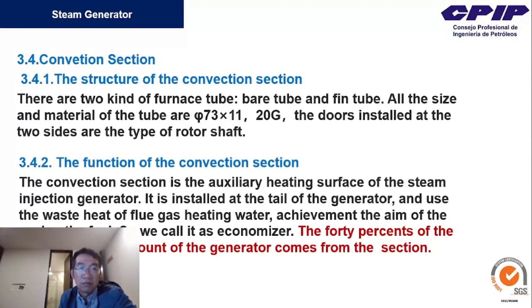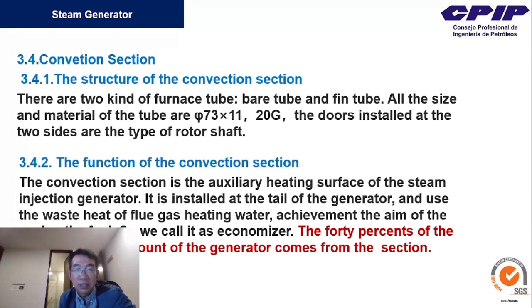3.4 is the convection section. The structure of the convection section: there are two kinds of furnace tube, bare tube and fin tube. All the size and material of the tube are the same as the first one. The doors installed at the two sides are the rotor shaft type.